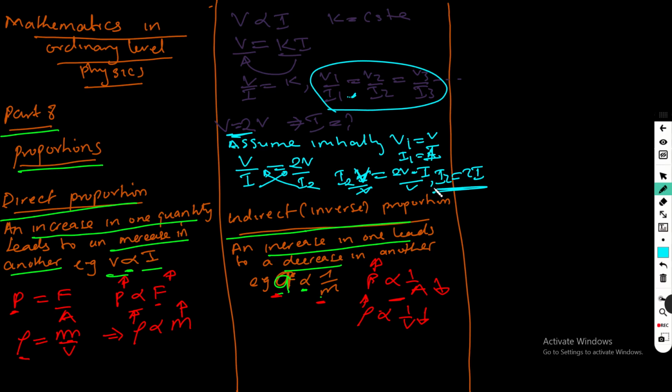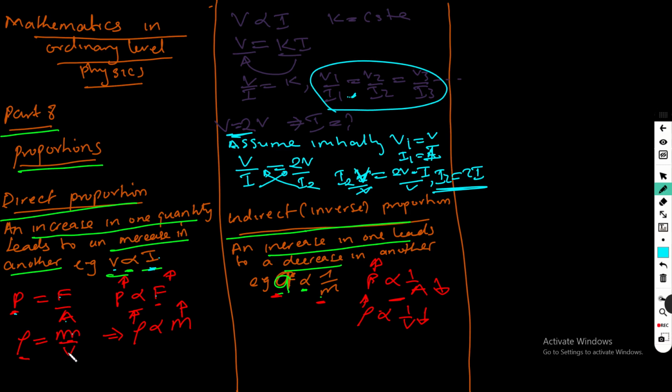I'll take it over again. When you talk about direct proportion, we say an increase in one quantity leads to an increase in another. So it means that V is directly proportional to I, and this is how I write it. If I increase V, I increase I. Take an example like P equals F on A. P is directly proportional to F. If I increase P, I increase F.